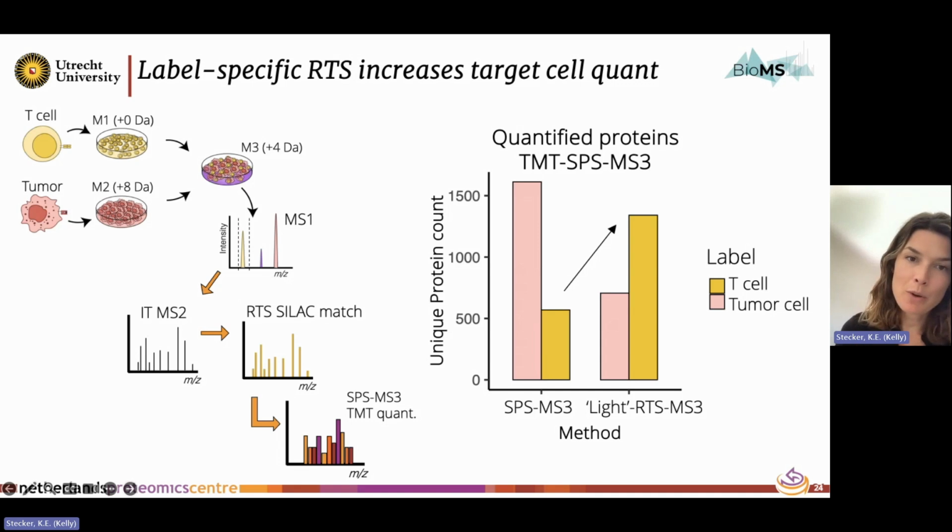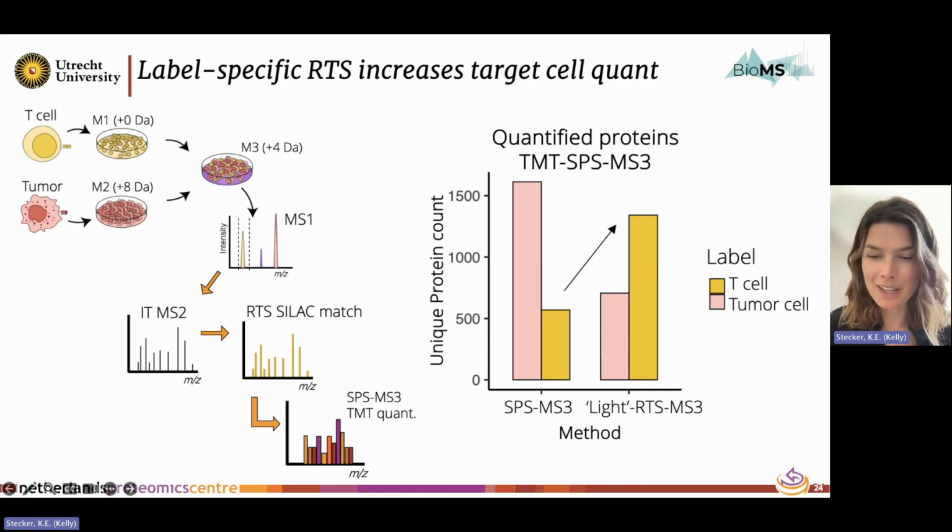And now here I'm showing you the results of this SILAC-specific real-time searching, and what you can see is how much it has improved the sampling of our target cell type. So on the left is the traditional SPS MS3 analysis without the SILAC-specific real-time searching. And here you can see that the tumor cell content is far more abundant than the T cell content, similar to what we saw in the LFQ data.